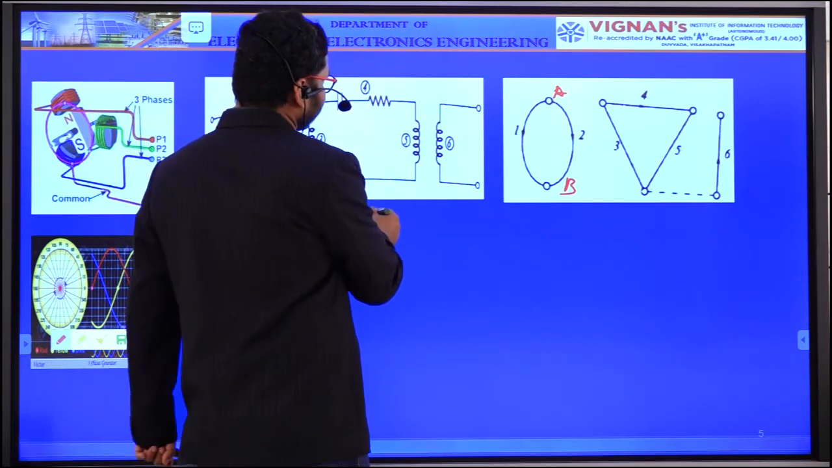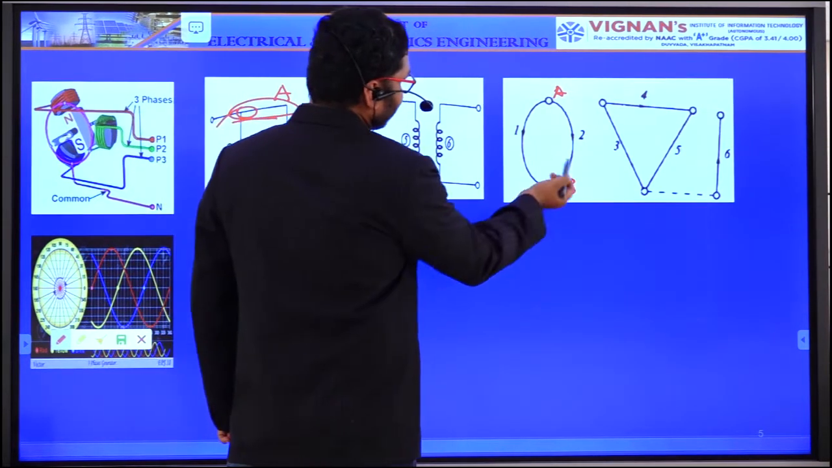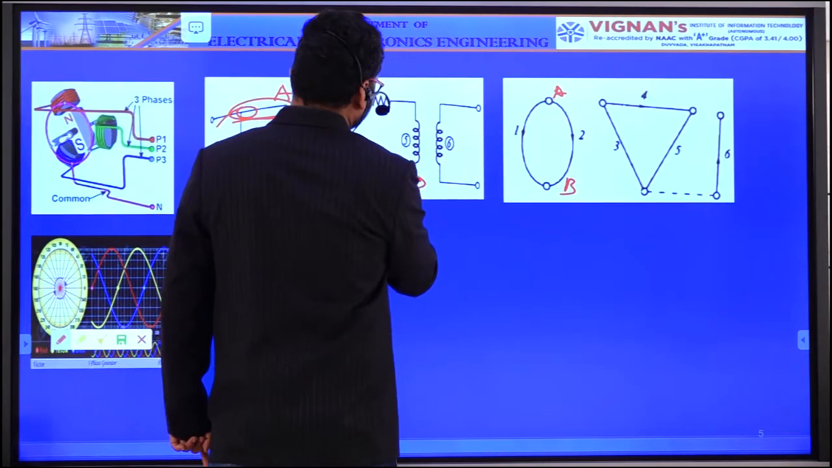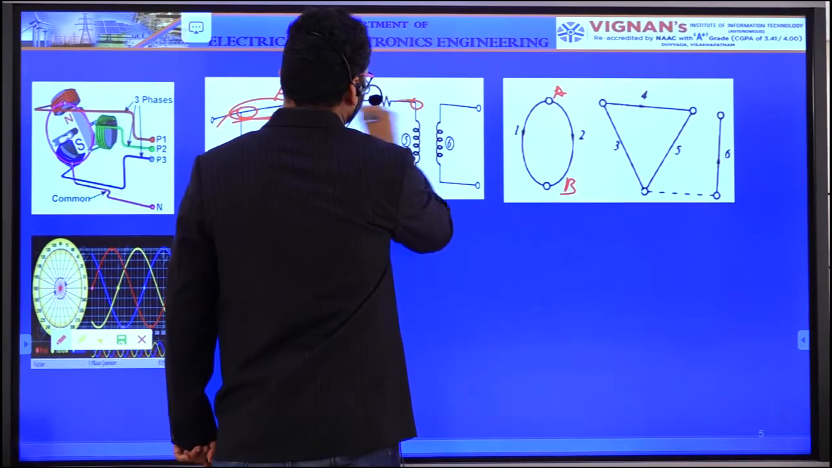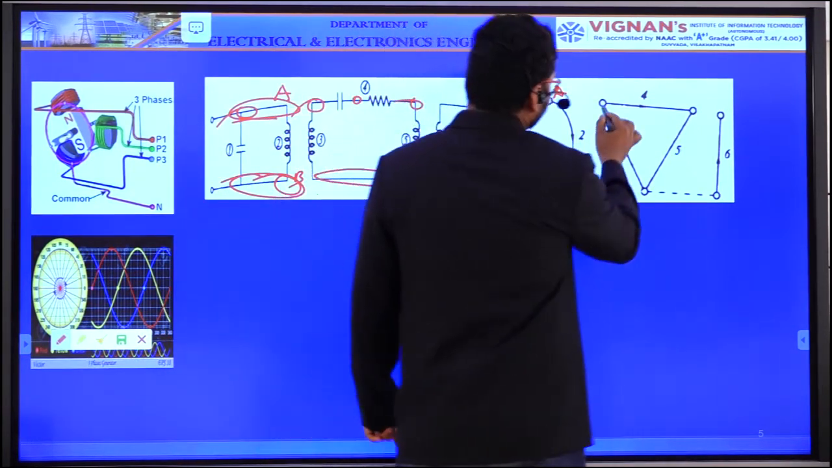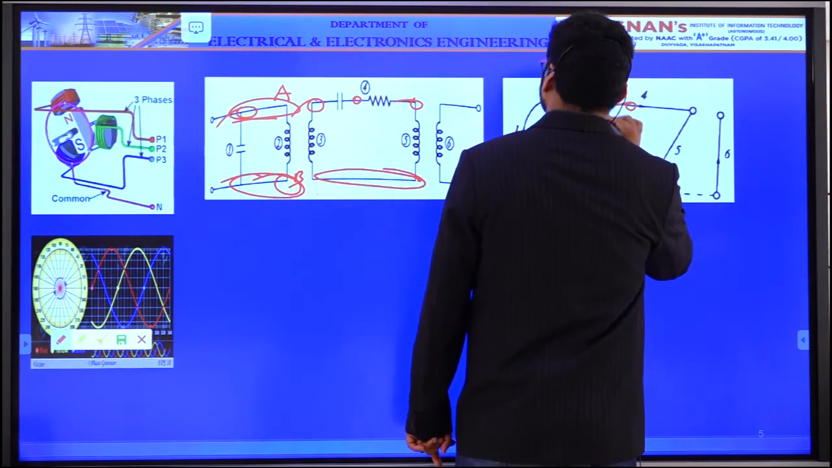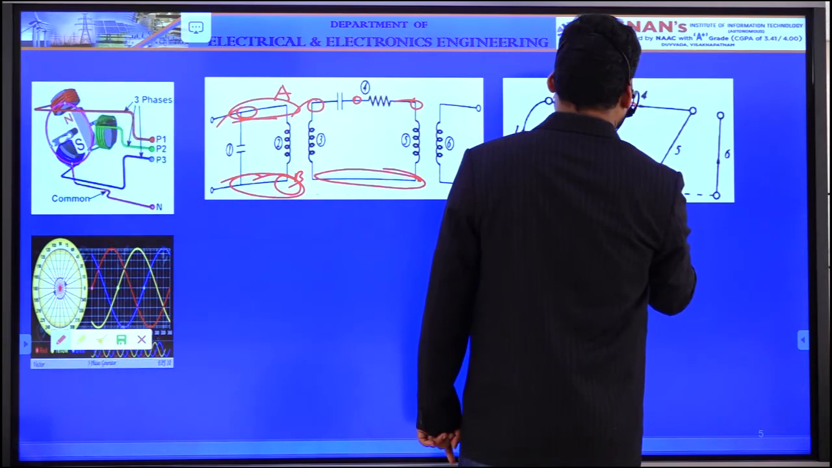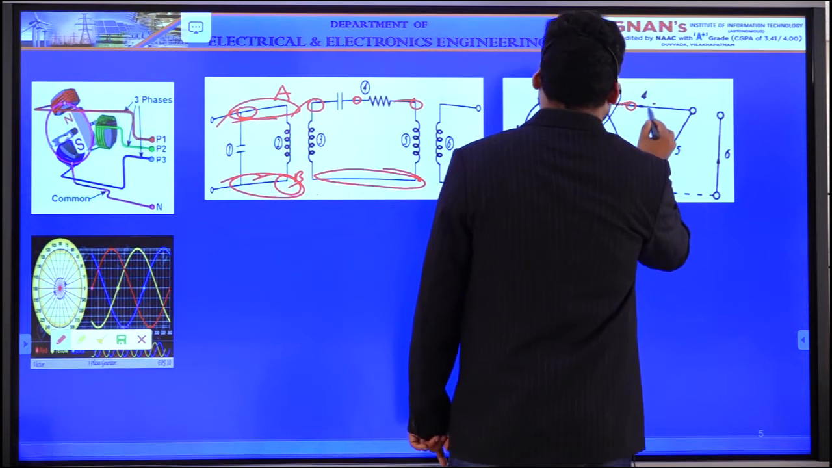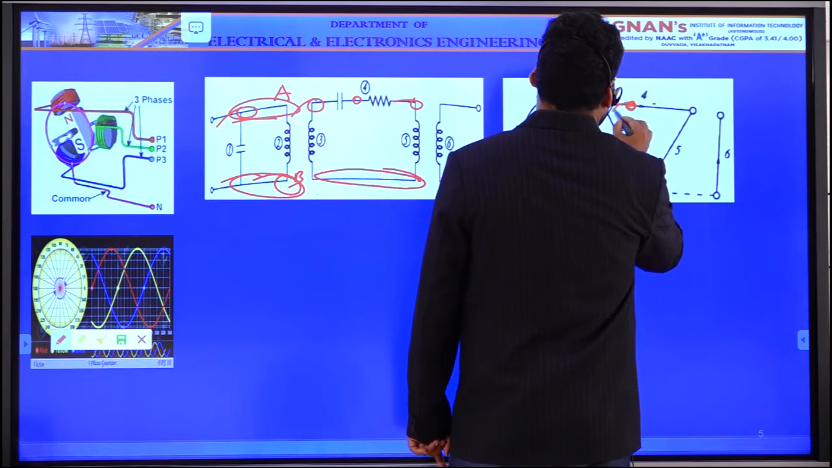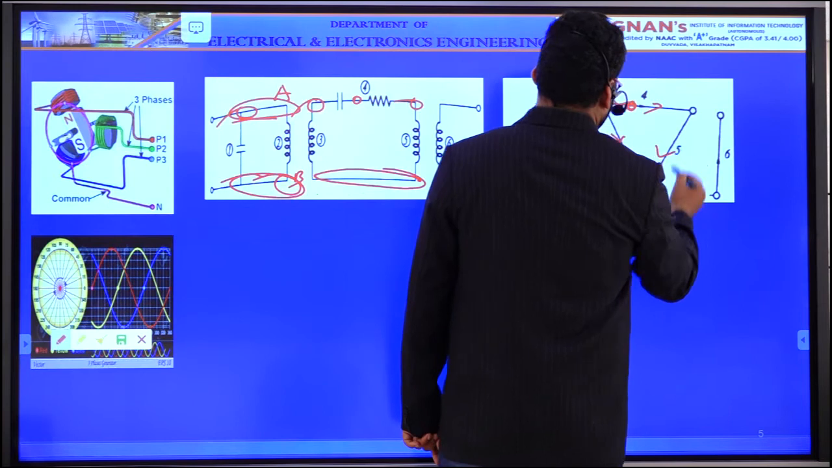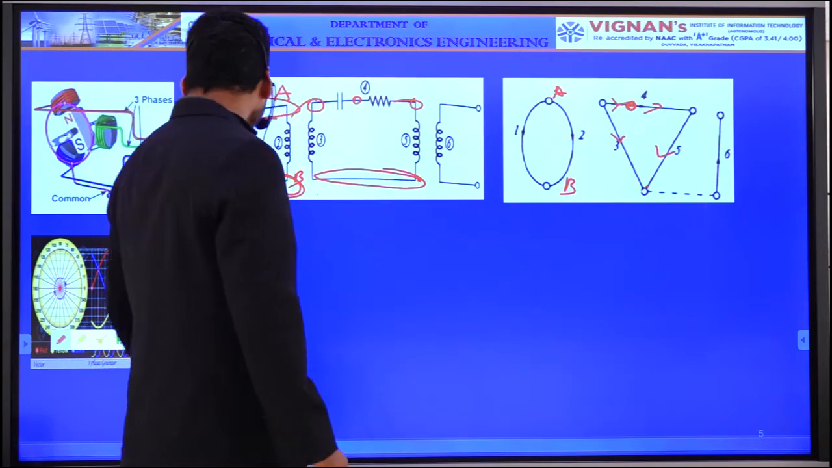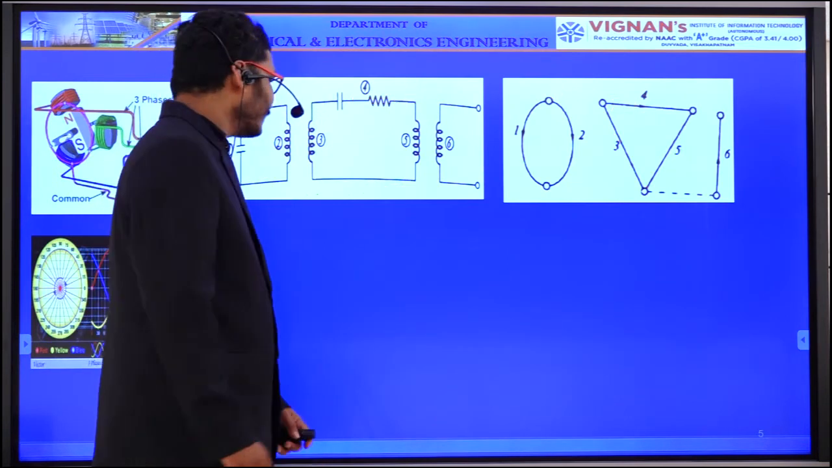Similarly for this also, this is one node, this is another node, this is the node, this is the node. Just make a short circuit. Like this you will get. For this also you will get a line. So a coupled circuit can also be analyzed by using graph theory.